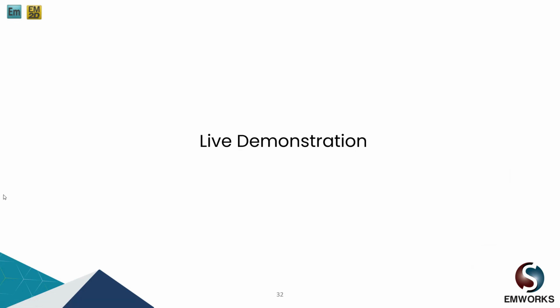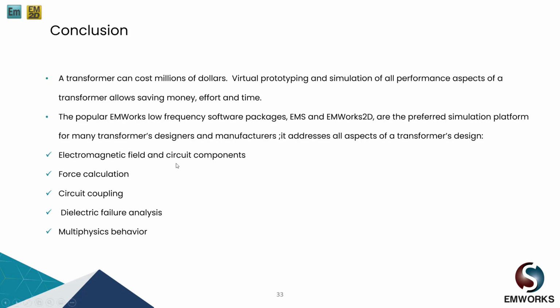Alright, so now back to the presentation, and just before going to the Q&A session, let's conclude our presentation. A transformer can cost a lot of money. This is what makes virtual prototyping and simulation very important, as it can help to save money, effort, and time. EMWorks proposes a software package that covers both 3D and 2D electromagnetic analysis, and allows a few multiphysics options to compute temperature and structural deformation, for example.